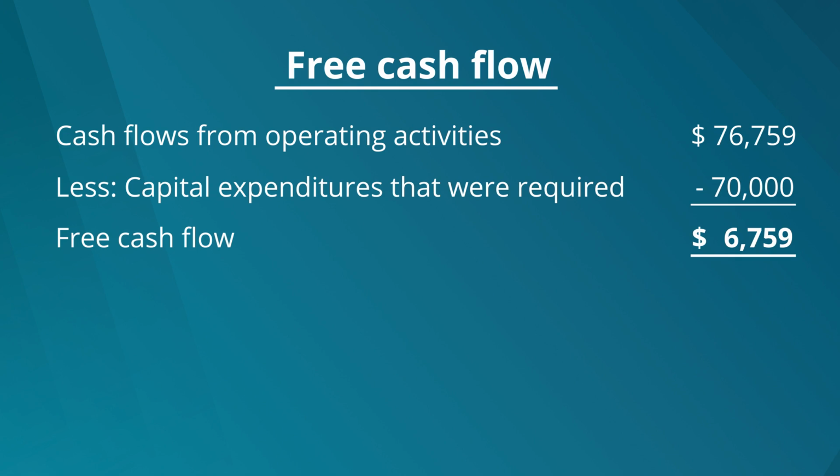So if we go back to our example here for the statement of cash flow, there was $76,759 coming from operating activities and $70,000 from capital expenditures. So very little free cash flow, $6,000 or so in cash flow. Right? So if that $70,000 was normal and that they have to do this just to replace stuff or for their normal business operations, they don't really have any cash left over.